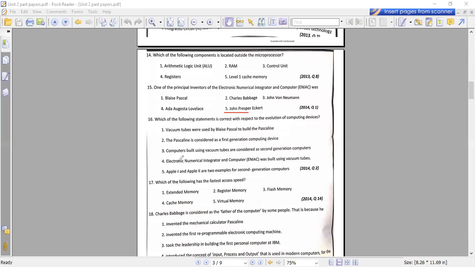4th answer. Which of the following has the fastest access speed? Which one has the faster access speed? Less time, high speed. That day we discussed. Most of you have put the second answer. Yes, that's the correct one. Fastest access memory. Then we'll go to the 18th one.